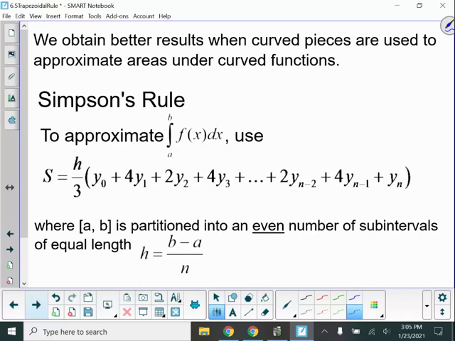Simpson's rule uses curved pieces instead of trapezoids to get those approximations. The formula is very similar, but after the y sub 0, for the y1, instead of starting at 2, it actually starts at 4. So it's going to rotate back and forth between 4s and 2s until you get to a 4 and then back to a 1 again. And h is found the same way that it was for the trapezoidal rule.